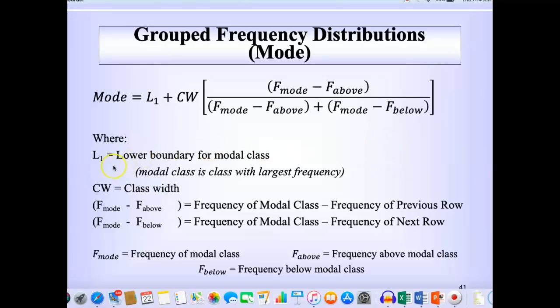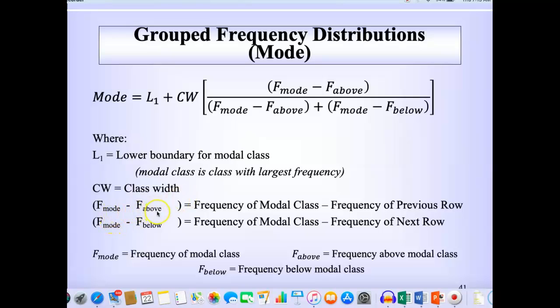So L1 represents the lower boundary of the modal class, and the modal class is simply the class with the largest frequency. So just look in the frequency column for the largest frequency, and that gives us our modal class. CW stands for class width, which we already went through in our median video.